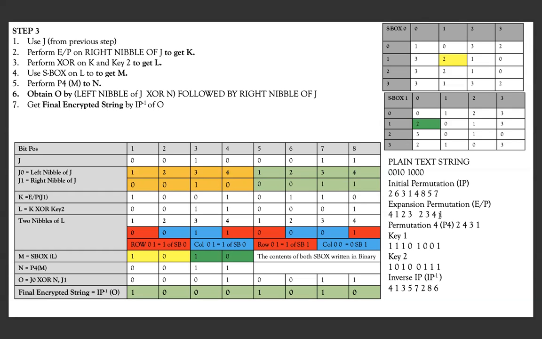Okay, got it. So after that, when we got E, we got key 2. Now we got to perform an XOR operation with E and key 2. So this is E and K.